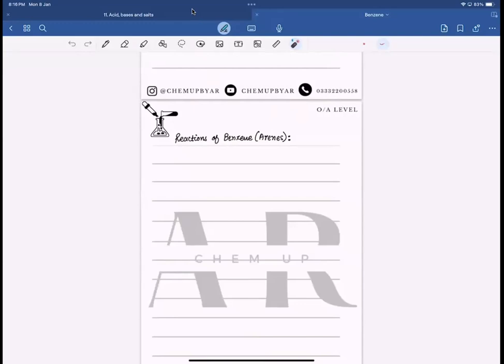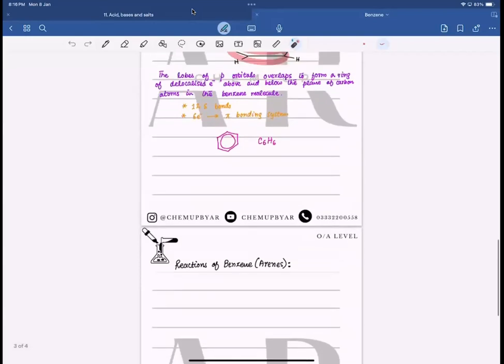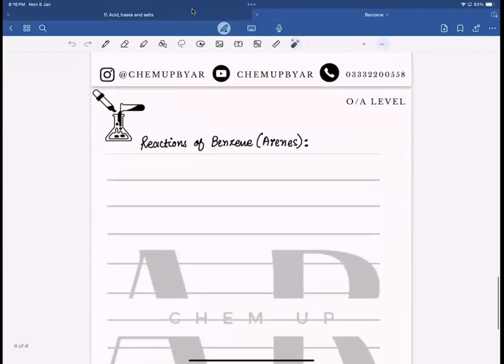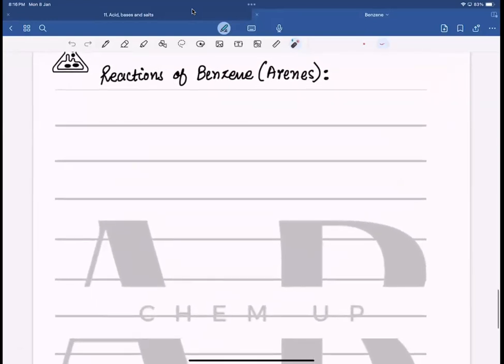Okay, so we have completed the structure of benzene, and today we are going to start with the reactions of benzene.